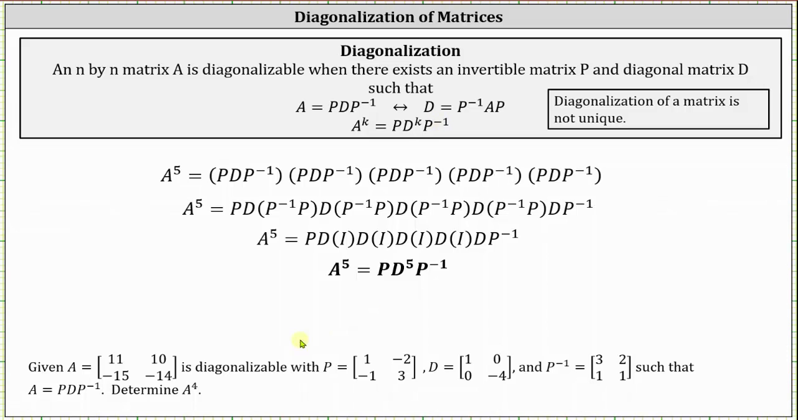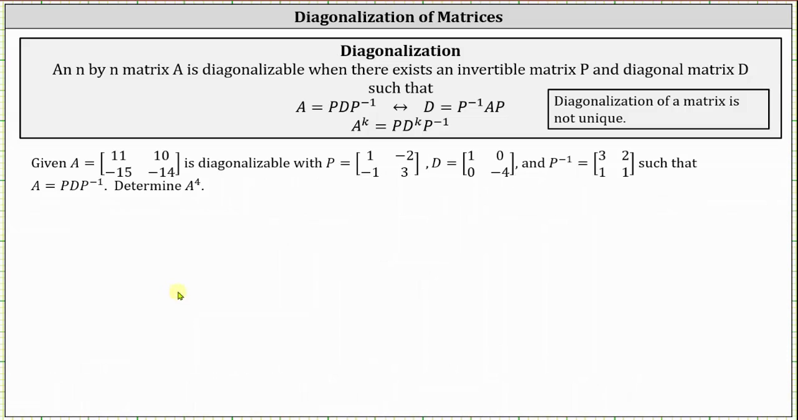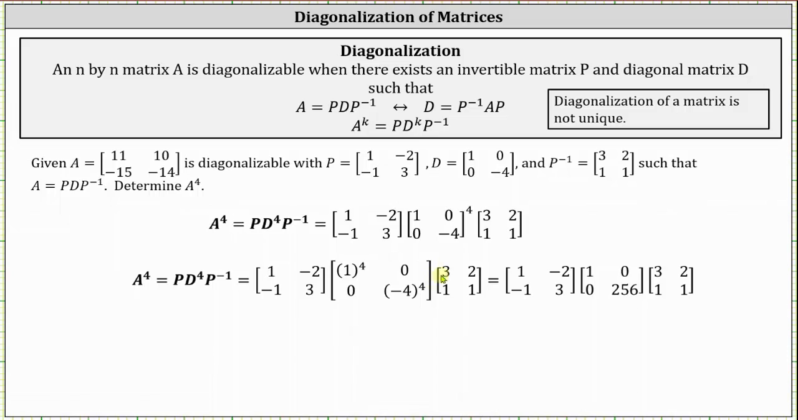So let's go back to the previous problem and now find matrix A raised to the fourth power. We already have the diagonalization of matrix A, and therefore the fourth power of matrix A is equal to matrix P times the fourth power of matrix D times the inverse of matrix P, which is set up here on the right. For the first step, we'll determine the fourth power of the diagonal matrix 1, 0, 0, negative 4. Well, 1 to the fourth is equal to 1. The fourth power of negative 4 is equal to 256.